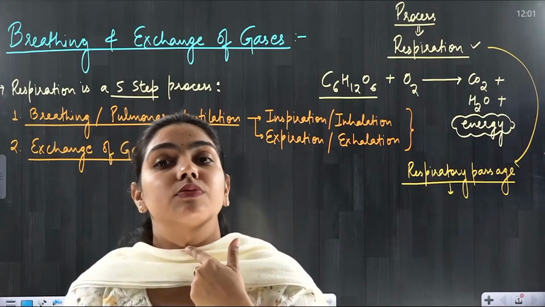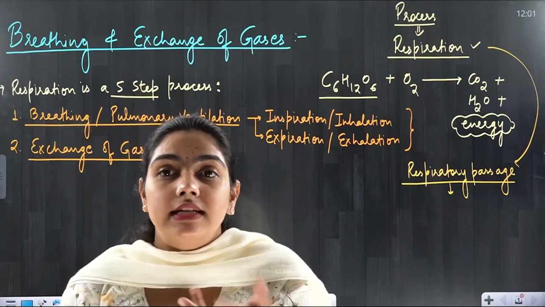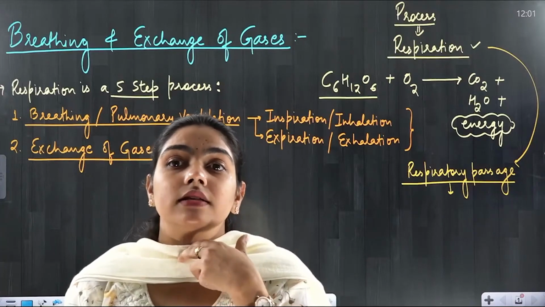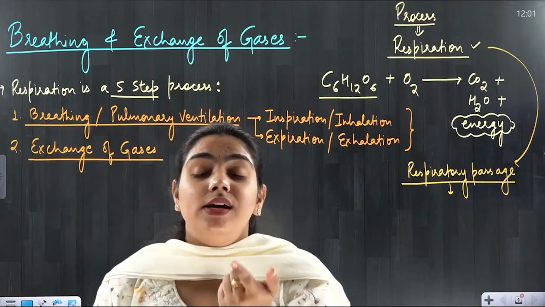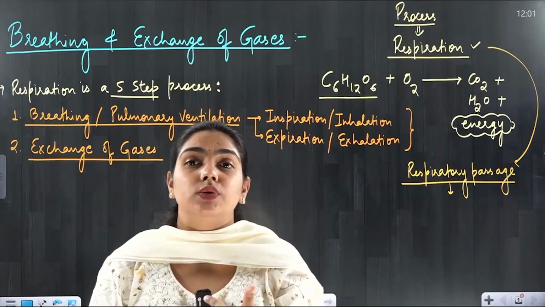Then the larynx will come, the voice box, the larynx from which I am speaking. Yes, I am audible to you all. I am producing sound, so that is the sound or voice box. Then that larynx will further lead to the trachea.